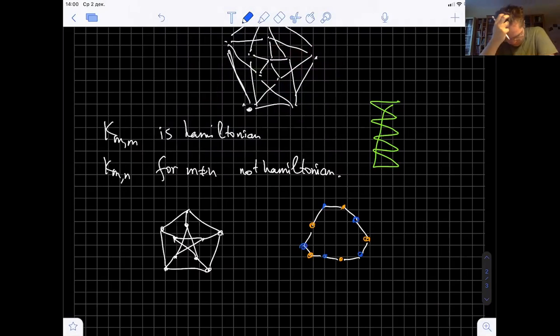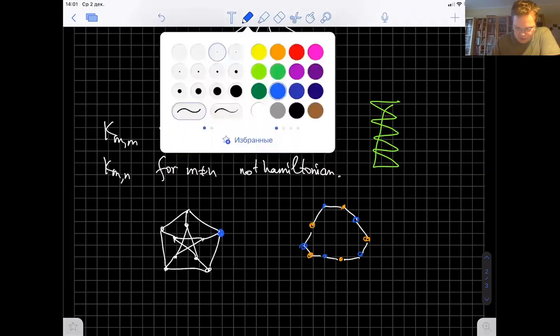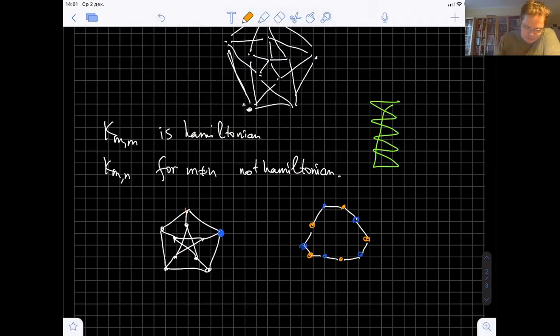But if we look, for example, we can try and see that. So this will be a blue one, and then if we have some edge in the graph, then for example, this will be orange, and so on. So suppose we have a Hamiltonian cycle. I want to look at the number of colors that I met here in my graph.